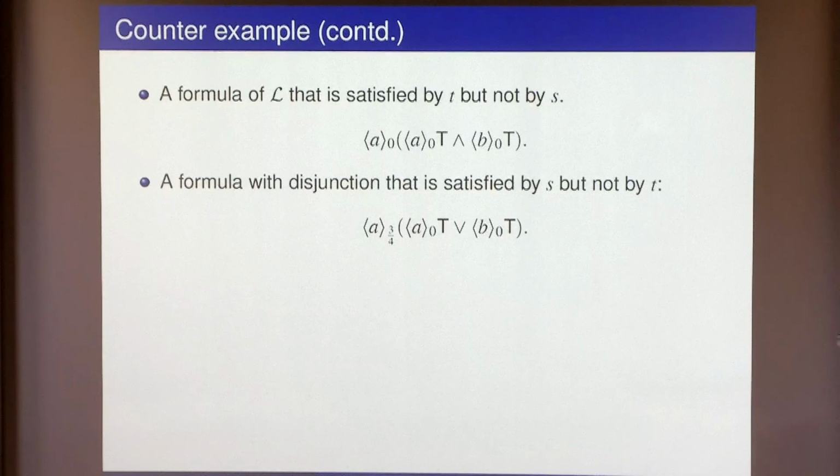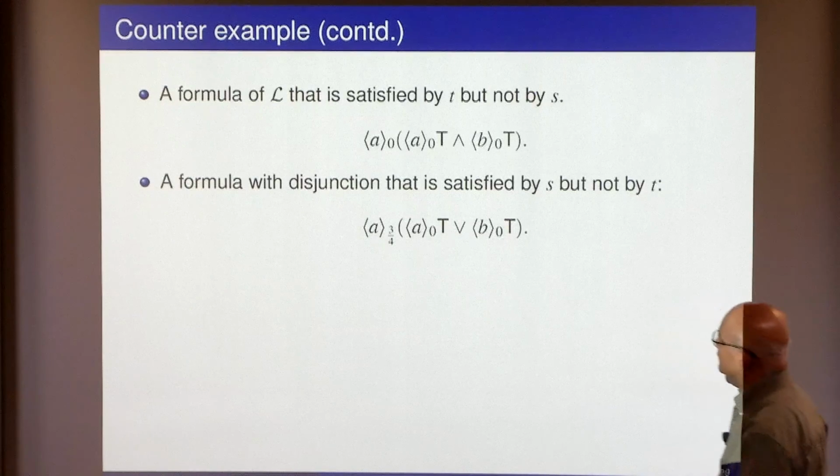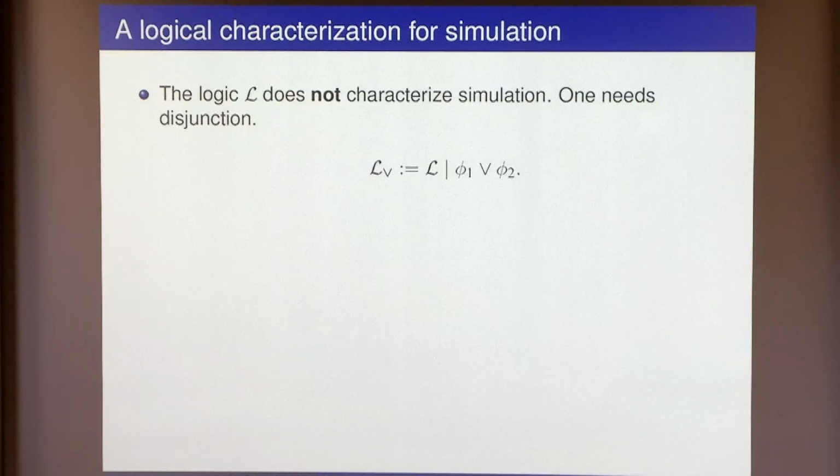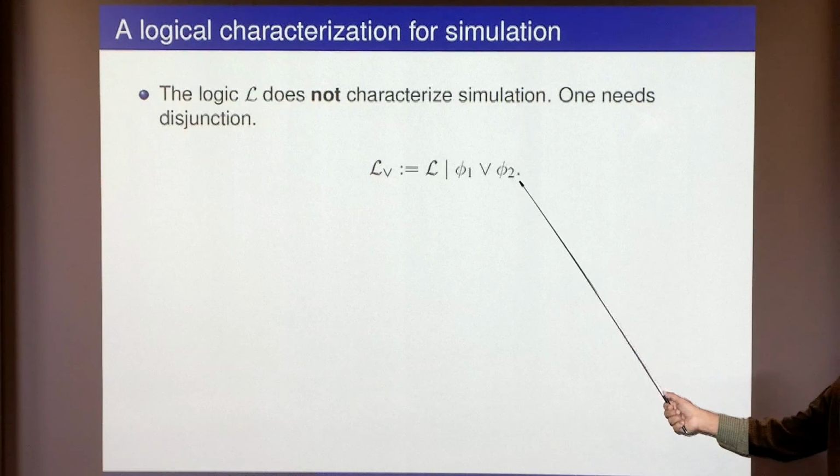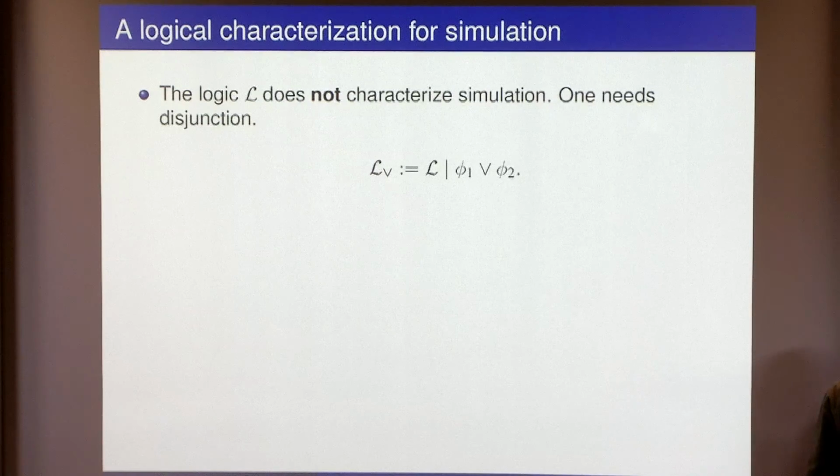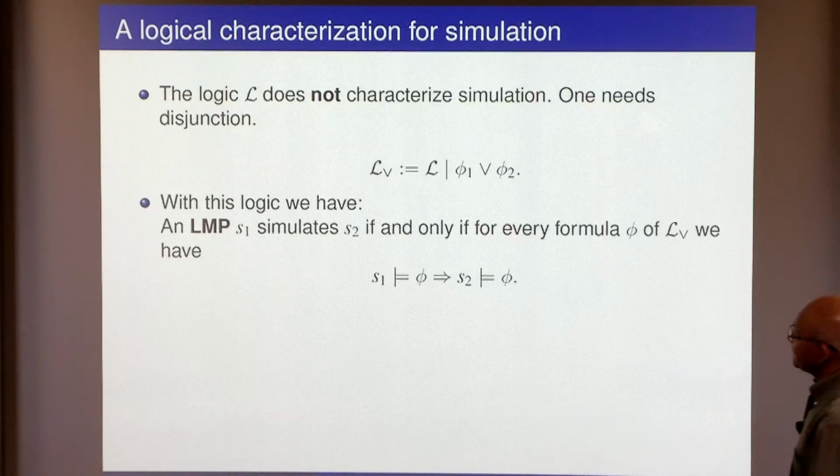So how do you give a logical characterization of simulation? It turns out that you have to add disjunction, finitary disjunction, to the logic. Still, of course, everything is positive. And this proof turned out to be quite a bit harder, but maybe Bartek will come up with a simple version in a few weeks.